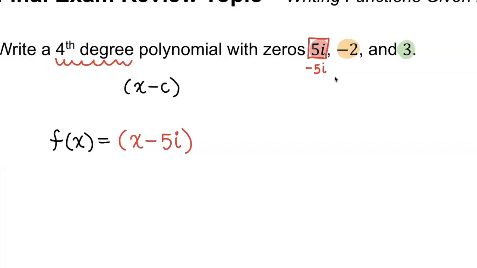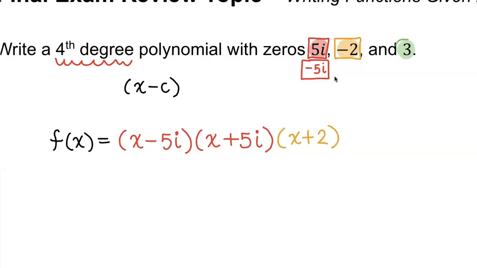Next factor, I'm going to use this -5i. That will give me x minus -5i, but double negative, subtracting a negative number will make it positive. So that's why my second factor is x plus 5i. Moving on to -2. So remember, these are going to be opposite. When you see -2 as a zero, the factor better be x plus 2. Because opposites make zeros. That last one, if you have +3 as the zero, then the factor must be x minus 3.